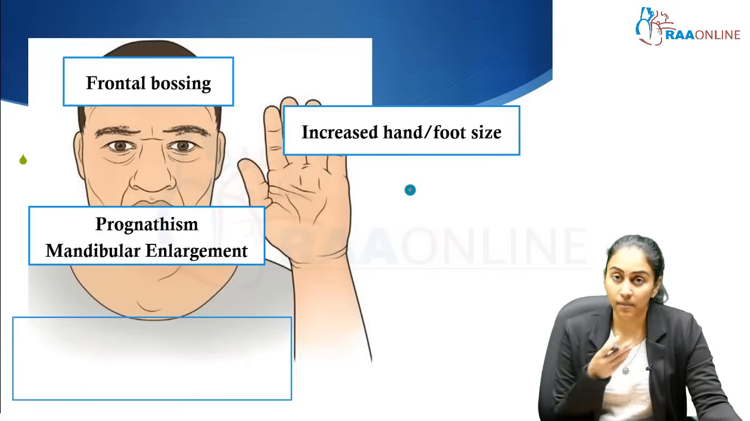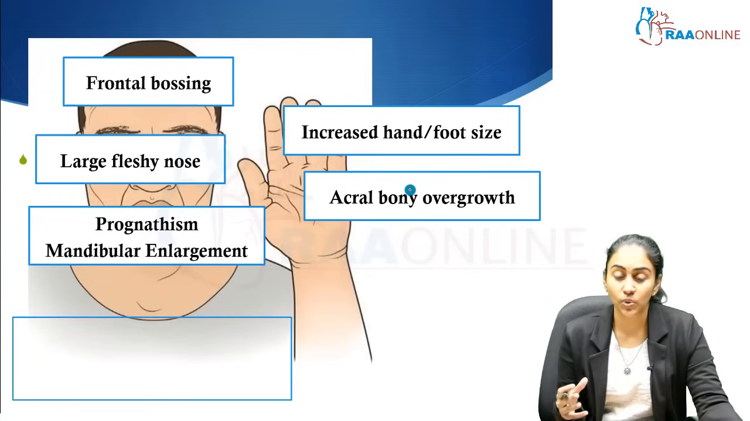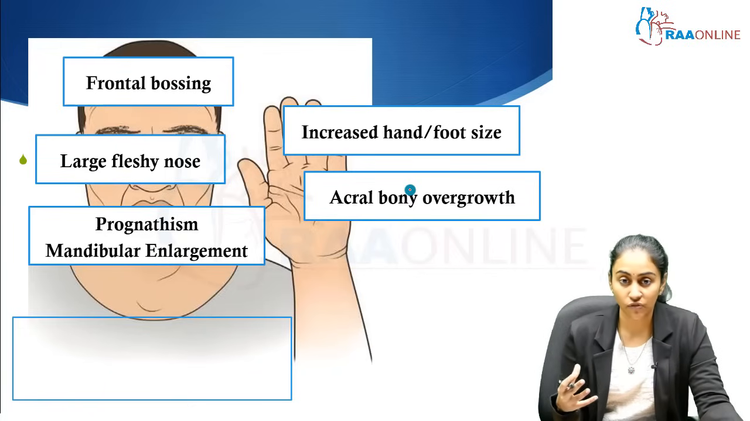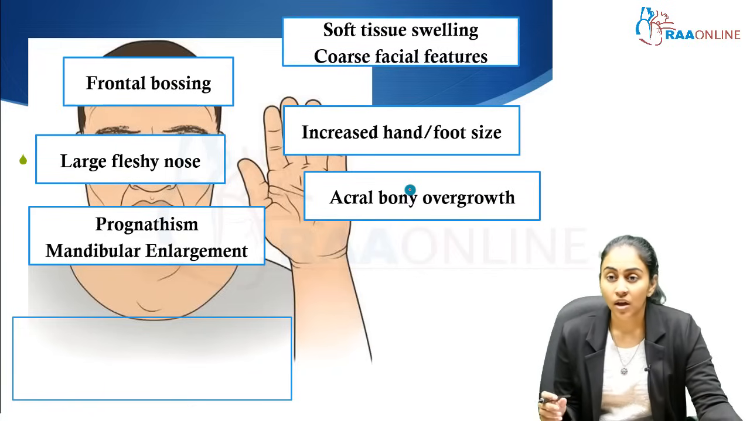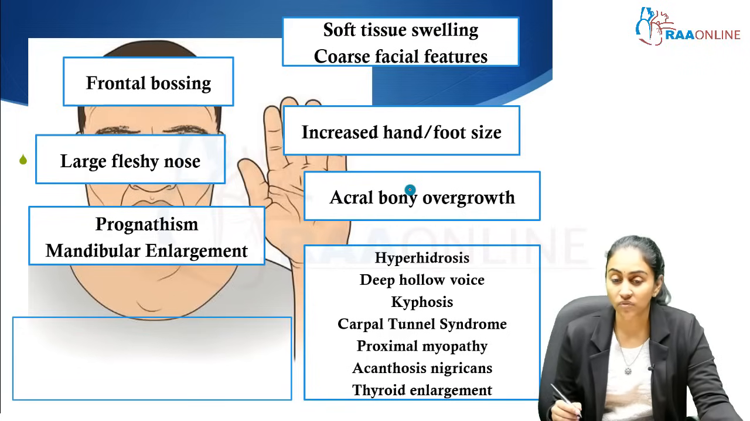Then prognathism, mandibular enlargement, acral bony overgrowth, large fleshy nose, which gives this specific facies with frontal bossing, fleshy nose and prognathism, coarse facial features. In addition, there may be other features like proximal myopathy, acanthosis nigricans and other features of insulin resistance, carpal tunnel syndrome, kyphosis. So, all of this can be there.